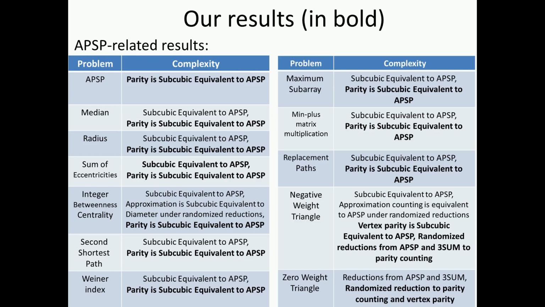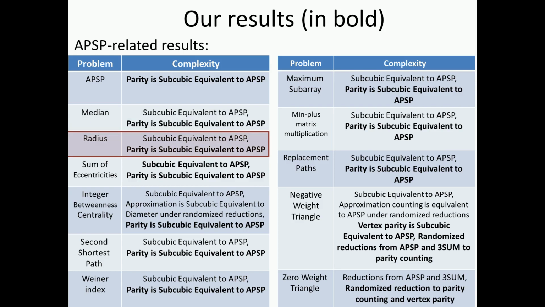So here we have a table of our results in bold, and this is the all pair shortest path related result. So first we show that all pair shortest path parity is subcubic equivalent to all pair shortest path, where all pair shortest path parity is computing the parity of the distance between every two vertices. We also have the median problem, which is subcubic equivalent to all pair shortest path, and in the paper we show that median parity is subcubic equivalent to all pair shortest path and median itself.